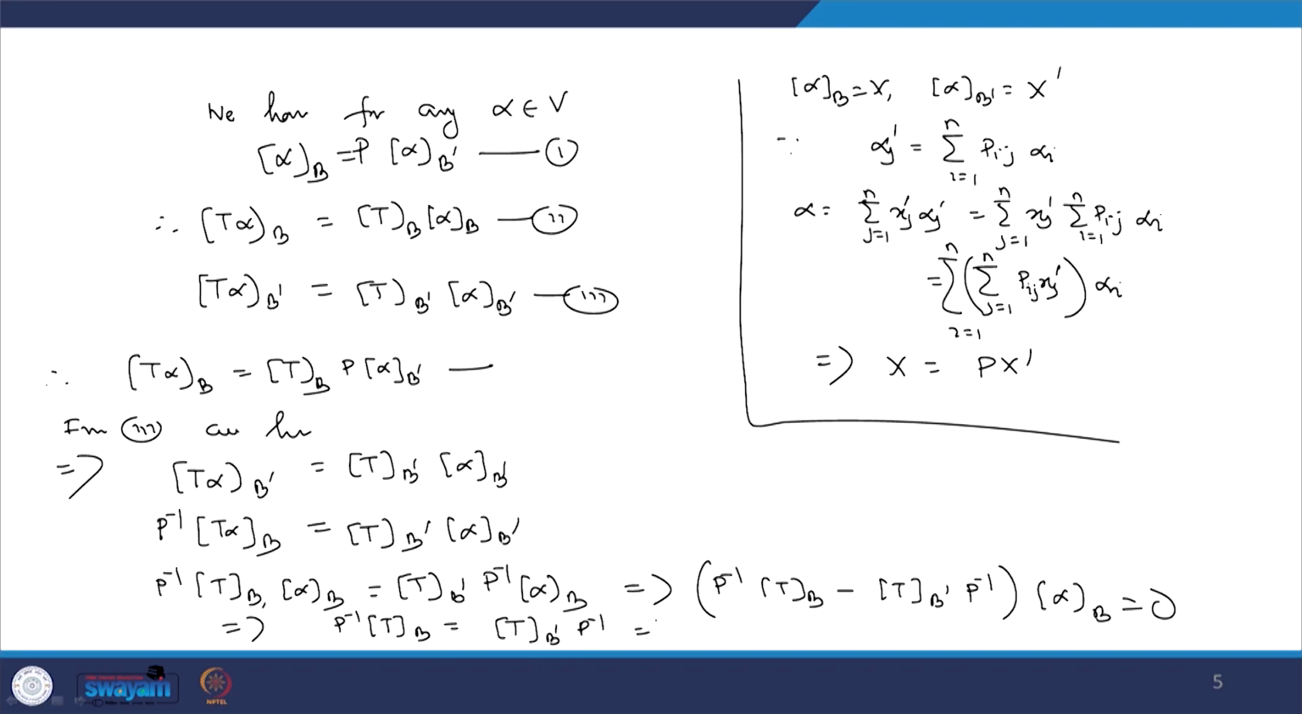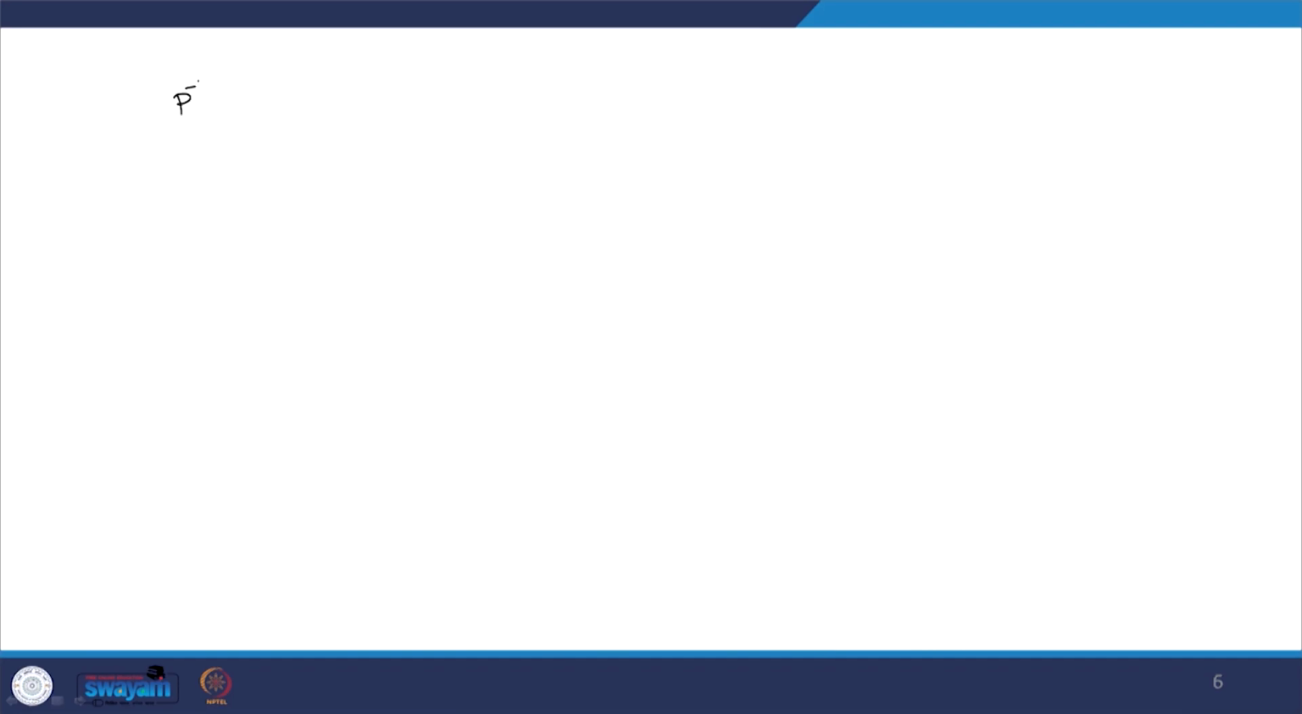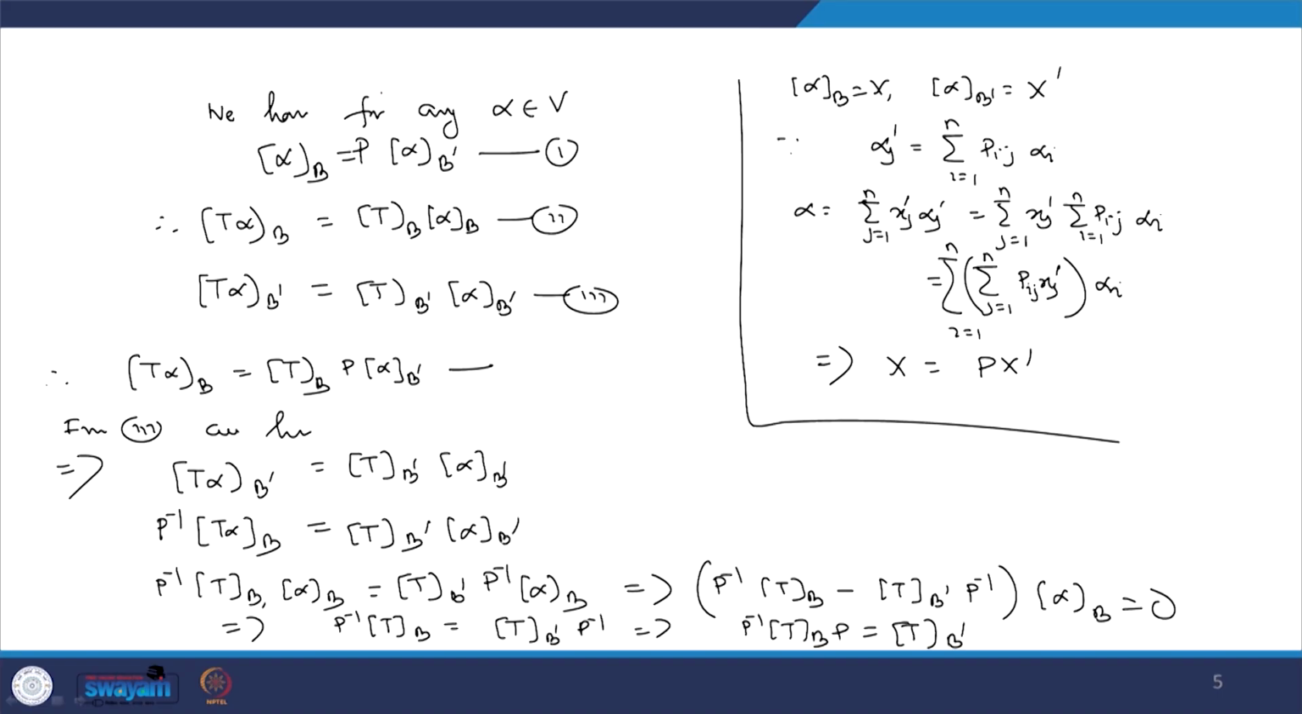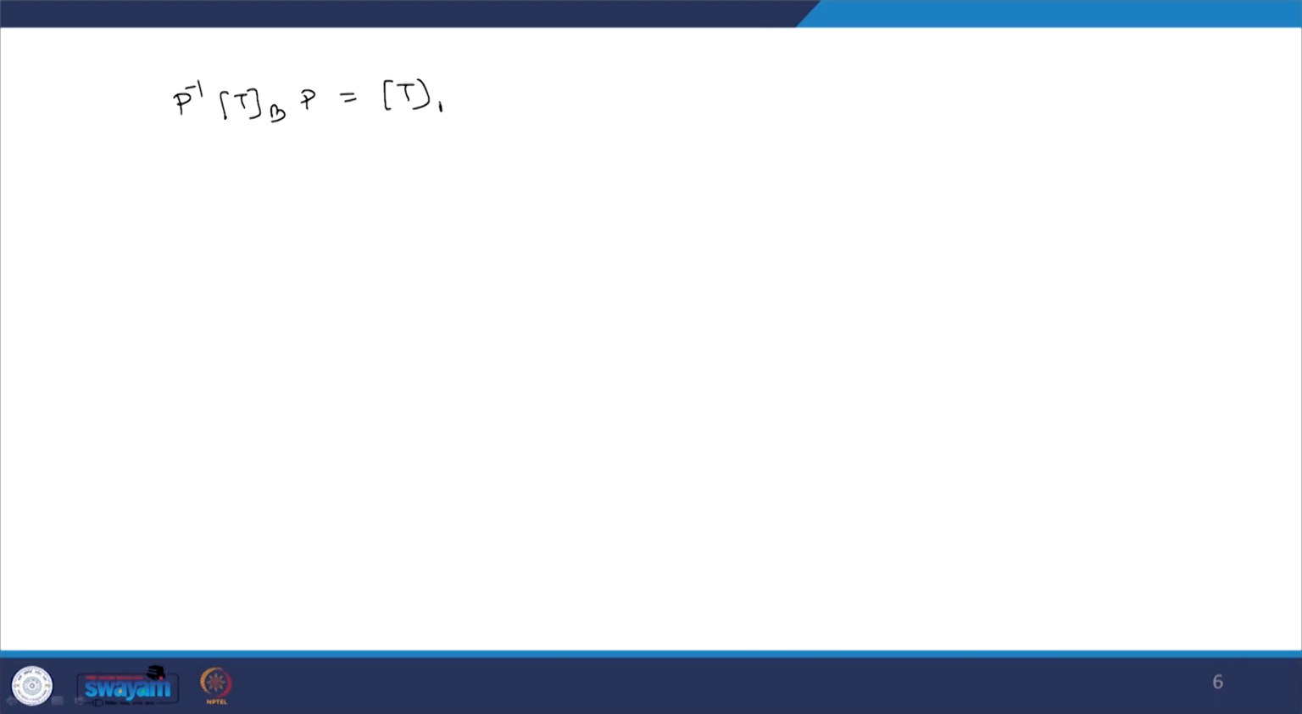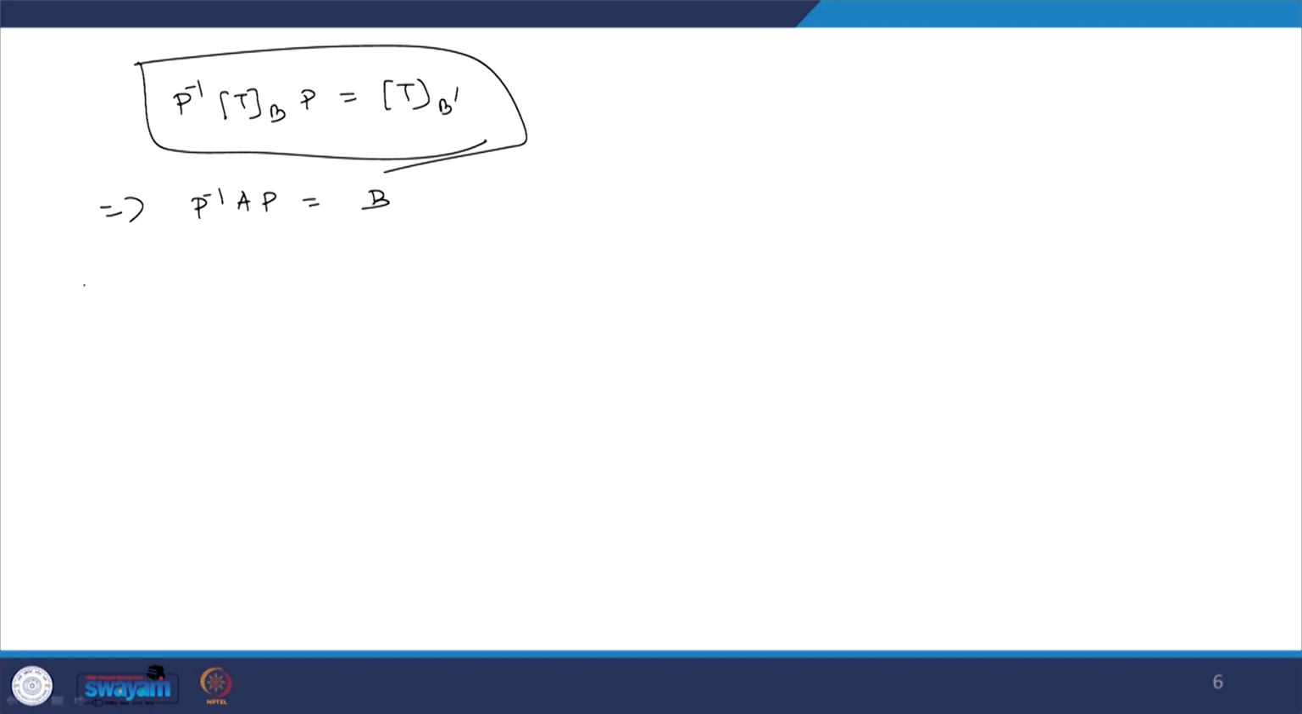So, multiplying by P on both sides, we will have P inverse times the matrix representation of T related to ordered basis B, into P, equal to the matrix representation of T related to B'. So, this is the relation. This implies that if the matrix representation of the operator T related to the ordered basis B is given to us as, say, capital A, then P inverse A P equals this B matrix. I can conclude like this in terms of theorems.